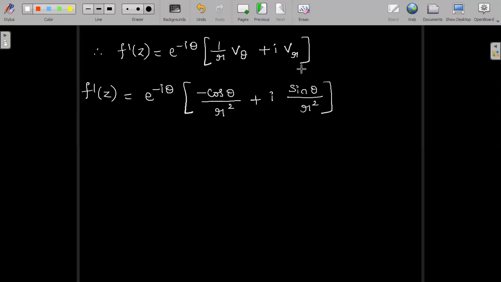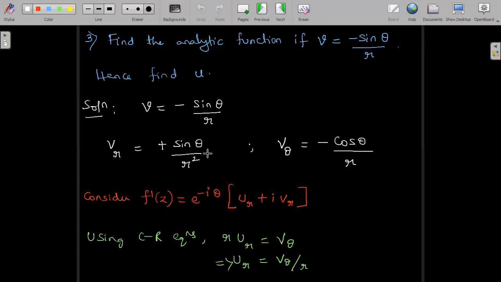So V theta is nothing but minus cos theta by r. Already we have an r in the denominator, so it becomes r square in the denominator. Vr we are substituting directly sine theta divided by r square. So those are the values now. Let us just check once and come back.